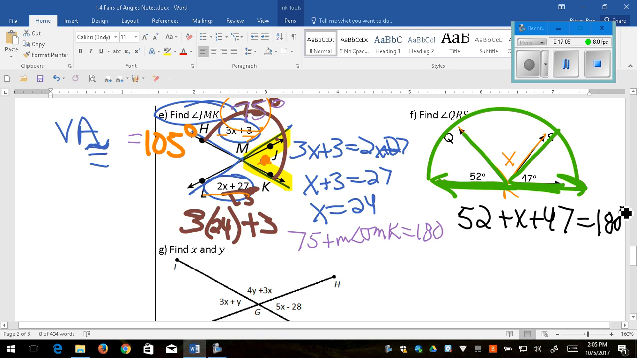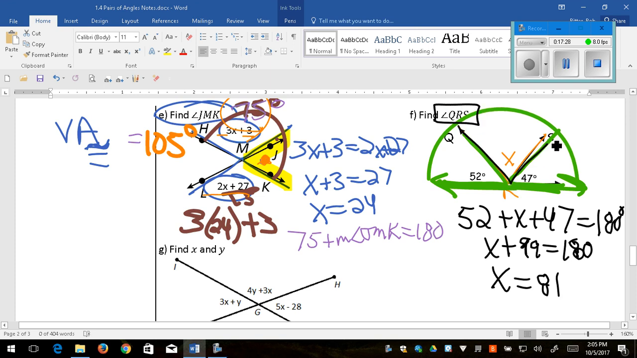So I'm going to combine like terms. 52 and 47 is 99. I have x plus 99 equals 180. Sorry, it's not writing very clearly. We're going to do 180 minus 99 to solve for x, and we get x to be 81. Unfortunately, that's not what they asked us to solve for. They asked us to solve for QRS. Well, actually, that is what they asked us to solve for.